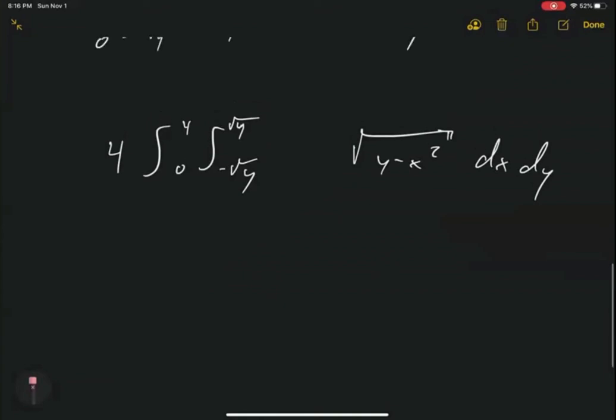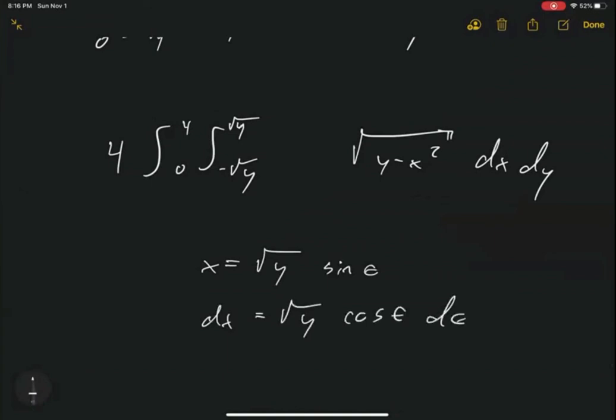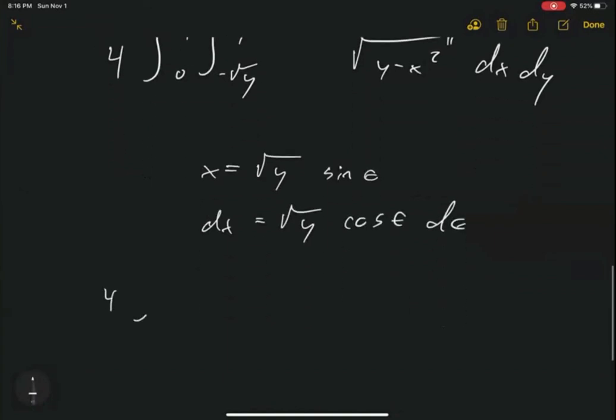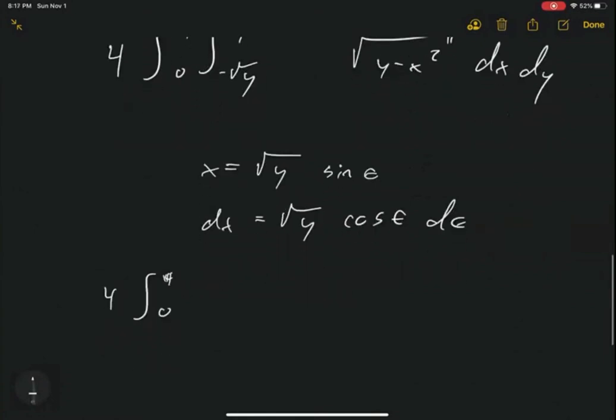Now I'm integrating this square root of y minus x squared. If you think back to Calc 2, that's a trig sub integral. So I do x equals square root of y sine theta, and then dx equals square root of y cosine theta d theta. I make my substitution in the inner integral.